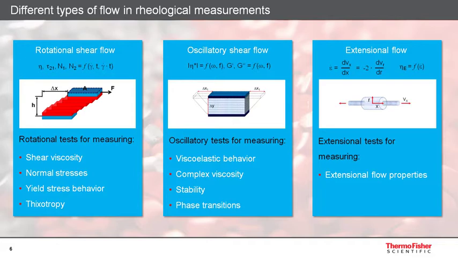Extensional flow occurs in many technical applications and can be investigated with rheological extensional testing methods. The results of these tests will provide information about the extensional flow behavior of a material, which can differ significantly from the behavior under oscillatory or rotational shear flow. For highly elastic polymer liquids or solid and semi-solid polymers, applying an oscillatory flow is the most common testing method.